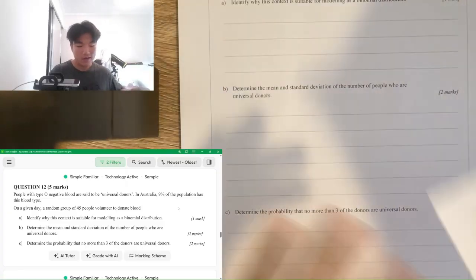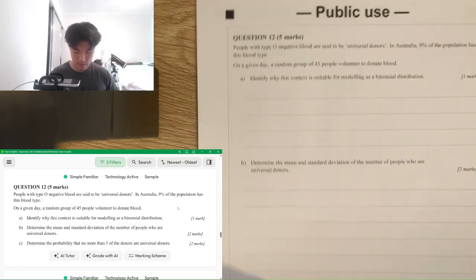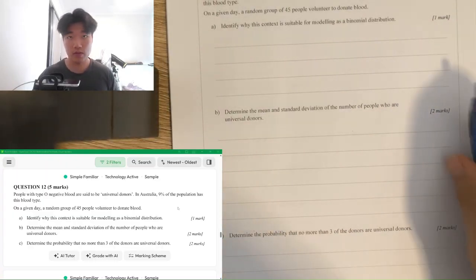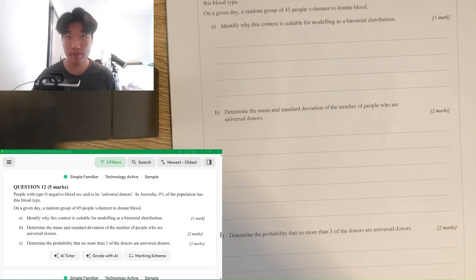We have to pick up the pace a little bit. Yep. Type O negative blood, universal donors. Okay.